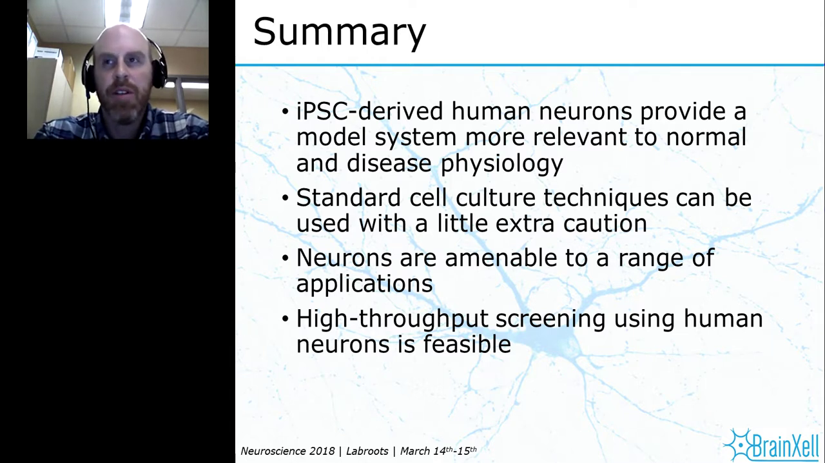The other thing that's important is that these cells can be used much in the same way you would use those kinds of cells, but a little bit of extra care, caution, and foresight need to be taken. But it's not something that should be overly intimidating. And these neurons are amenable to a range of applications. Here I've highlighted a few, but obviously most cell assays can be done with these neurons. And again, they are also feasible for large-scale screening.